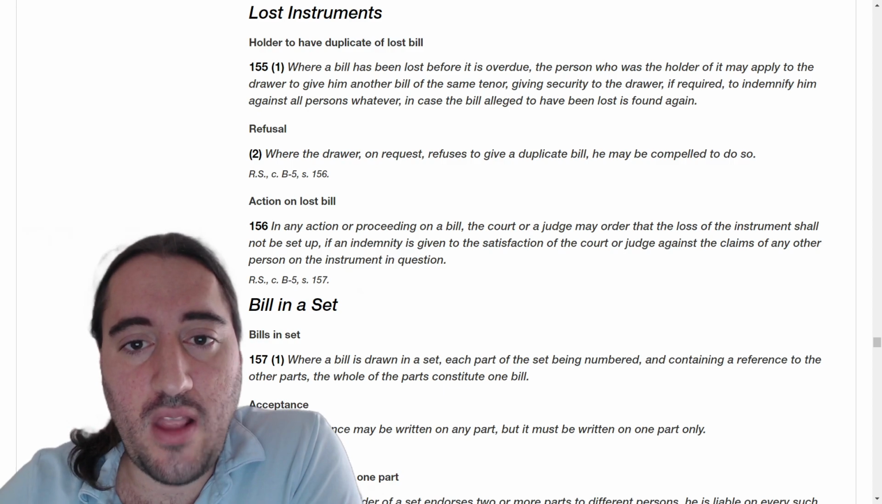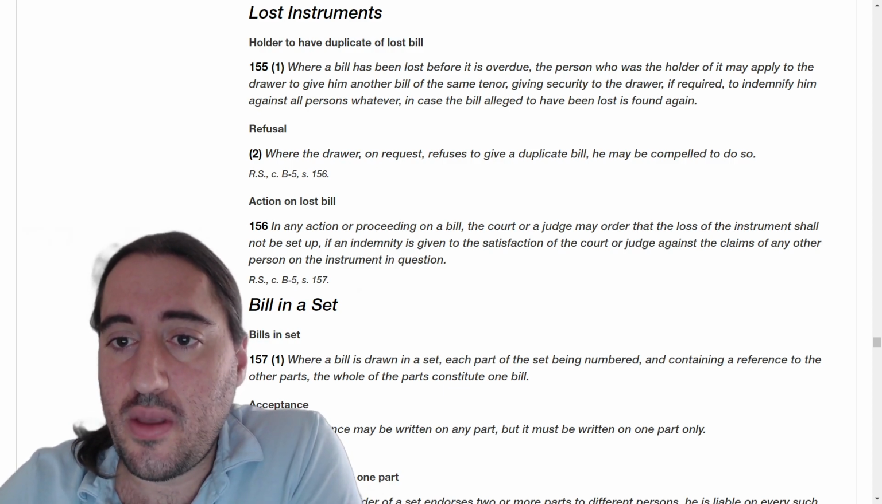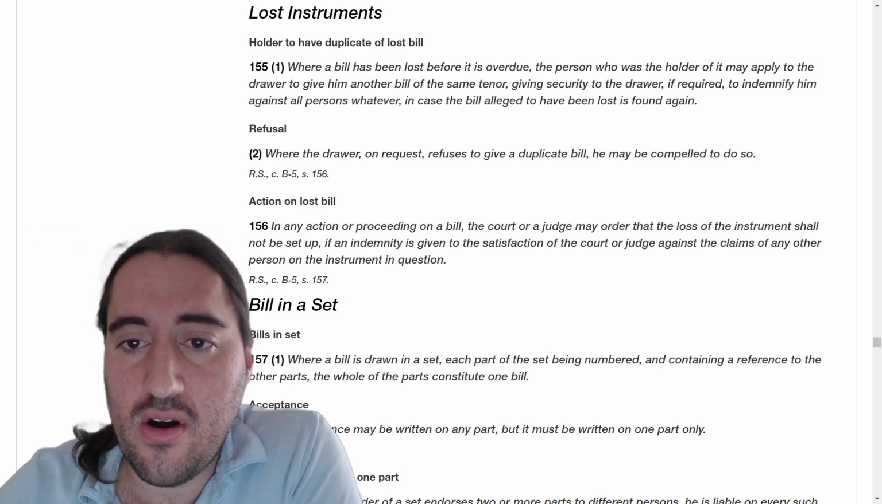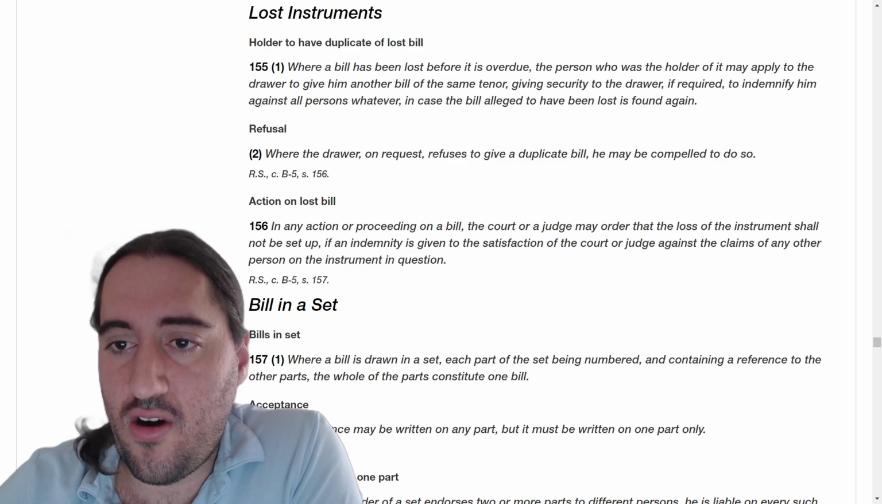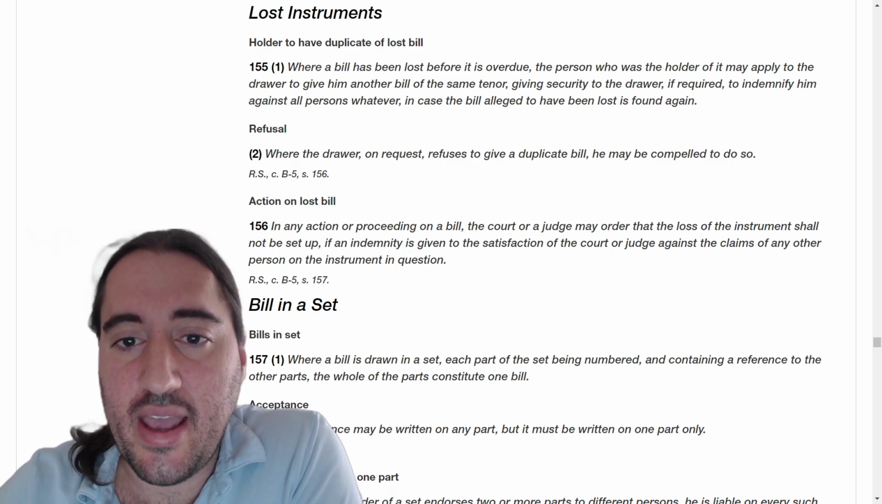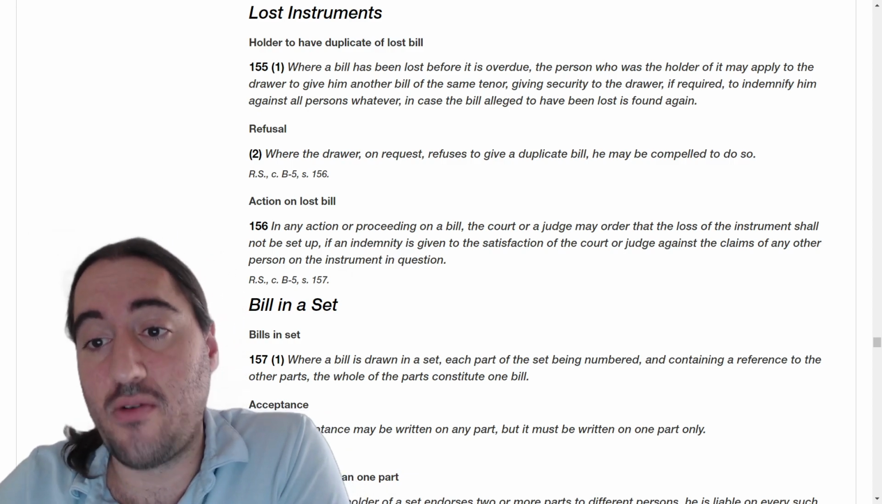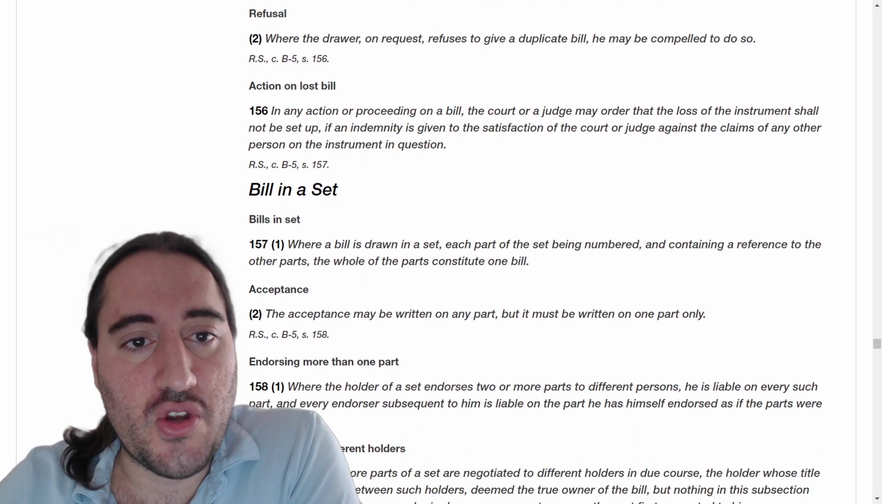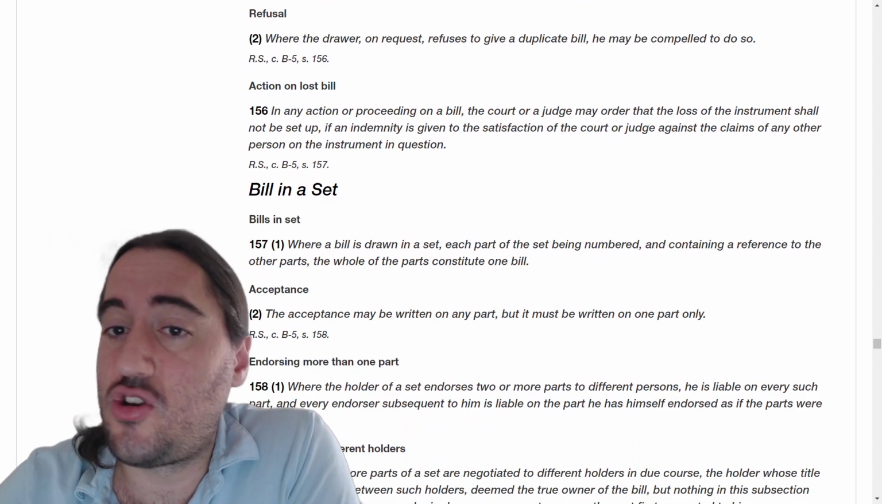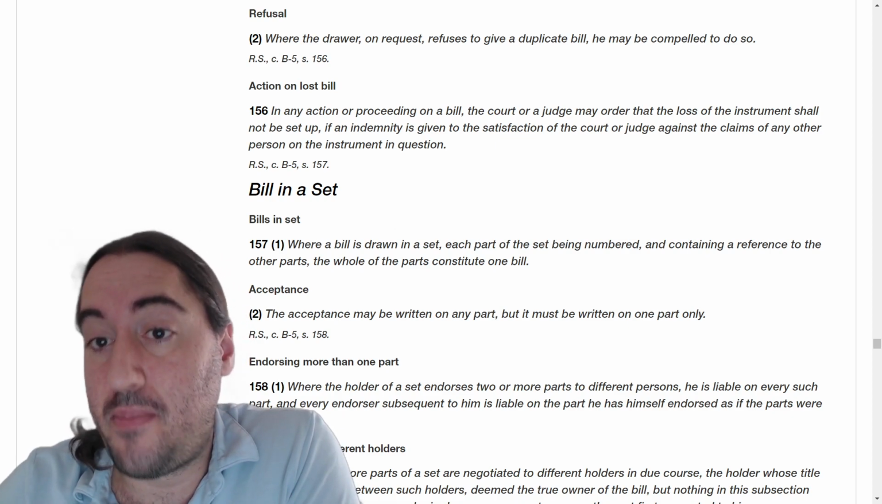Where a bill has been lost before it is overdue, the person who was the holder of it may apply to the drawer to give him another bill of the same tenor, giving security to the drawer, if required, to indemnify him against all persons whatever in case the bill alleged to have been lost is found again. Refusal. Where the drawer on request refuses to give a duplicate bill, he may be compelled to do so.